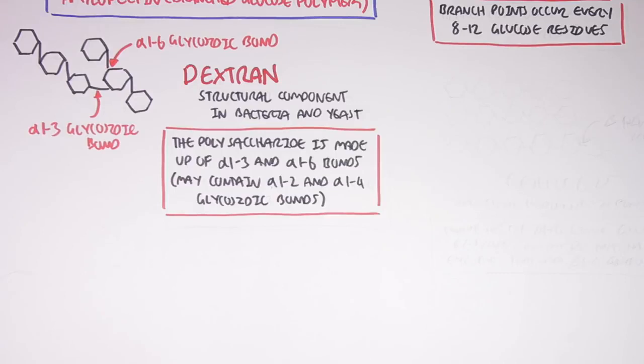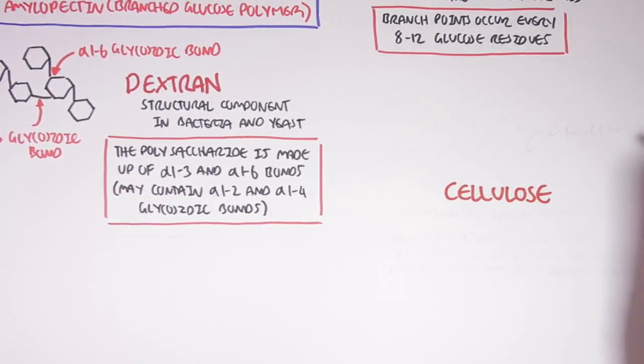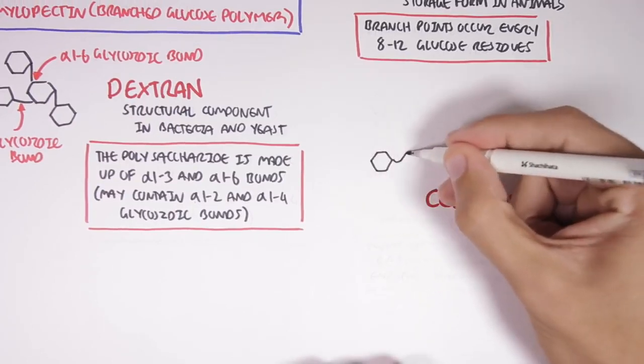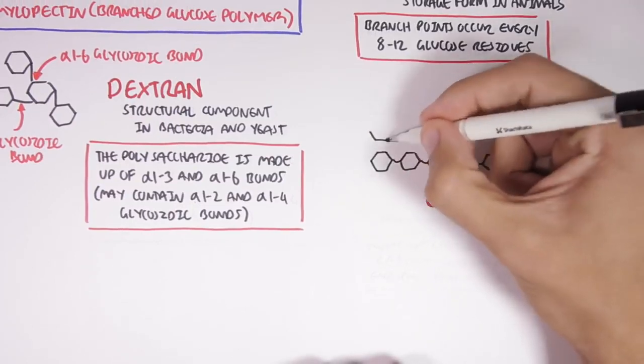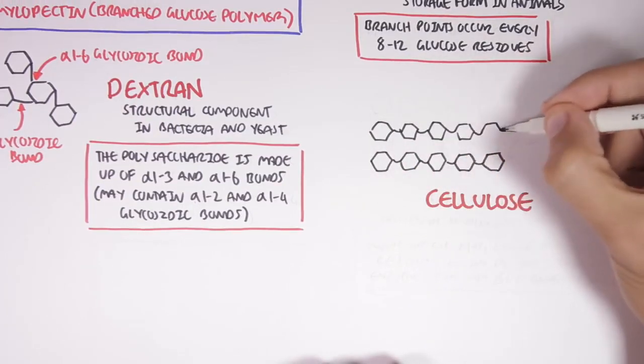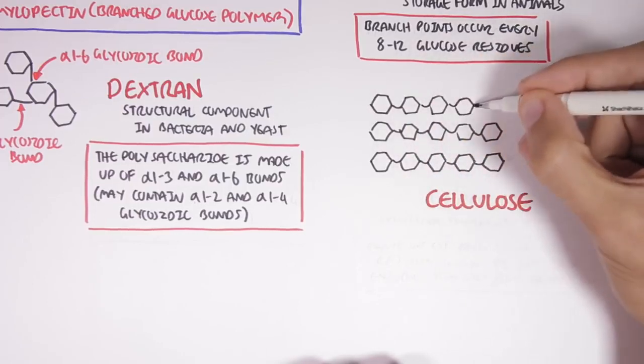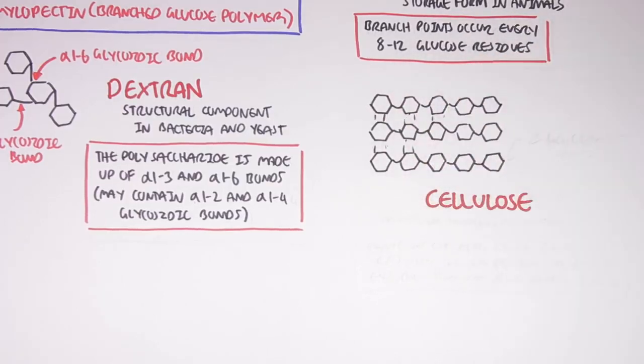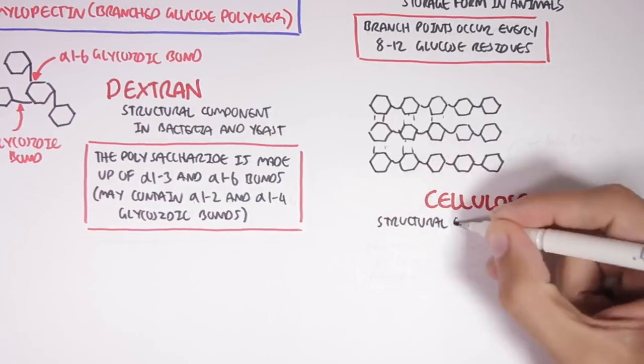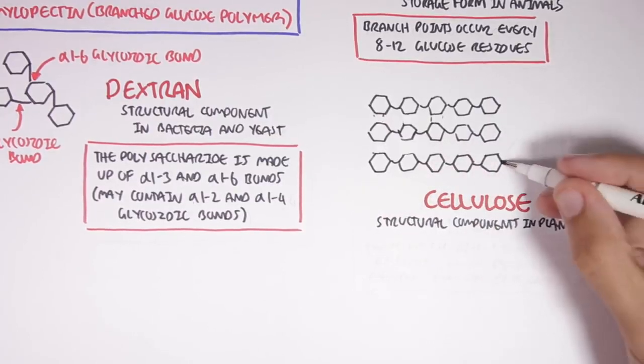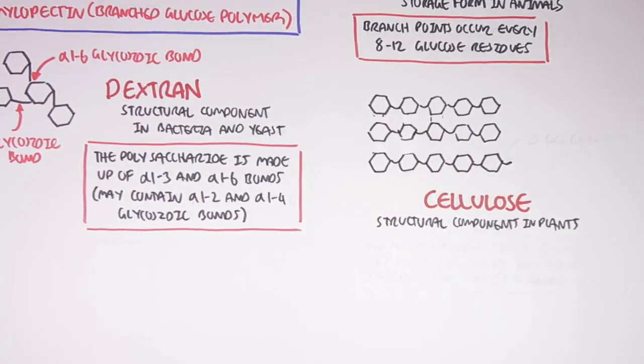Finally, the other polysaccharide worth mentioning is cellulose. Cellulose is a structural component in plants. It makes up the plant cell wall. It is an unbranched homopolysaccharide consisting of thousands of glucose molecules. So here you can see unbranched cellulose chains on top of each other.